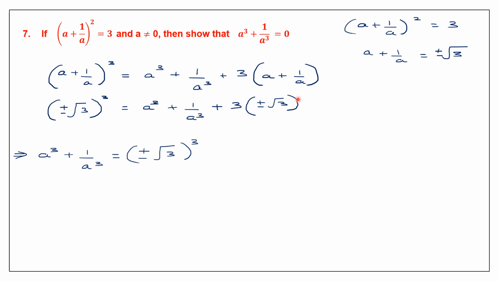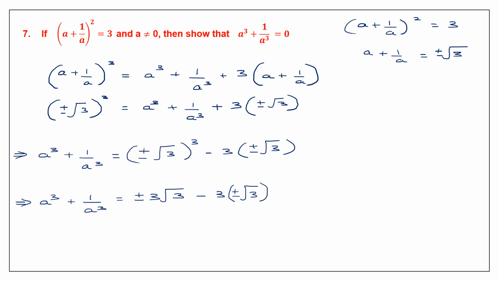Now I'm going to transpose this. I'm going to move this away from here to put it along with this. So that will become minus 3 into plus or minus root 3. So now let's find this. Now a cube plus 1 by a cube is equal to, now this is root 3, the whole cube is root 3 into root 3 into root 3, making that 3 root 3. So plus or minus 3 root 3 minus 3 into plus or minus root 3. So this is the same as this, that is 3 root 3 minus 3 root 3 plus or minus here. Now this minus this is equal to 0. So a cube plus 1 by a cube is equal to 0 and we have proved it.